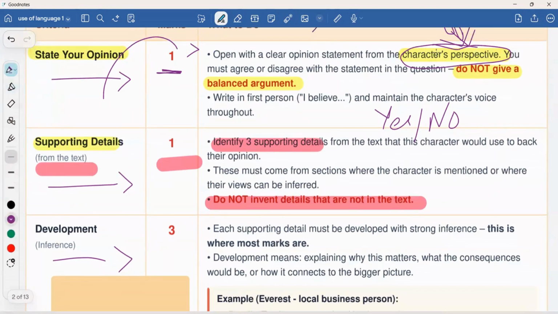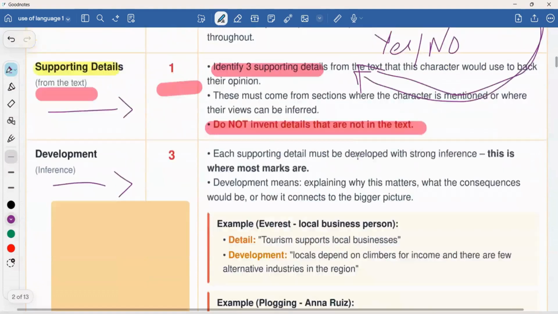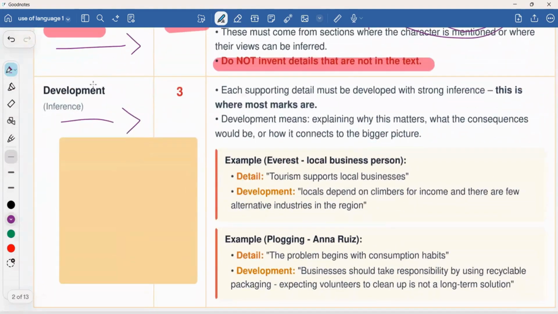So you have selected the perspective. Now, as proof, you have to give these supporting details proving this character's perspective. Make sure that whatever perspective you have chosen, you choose the supporting details relevant to that perspective. And the third thing is development.